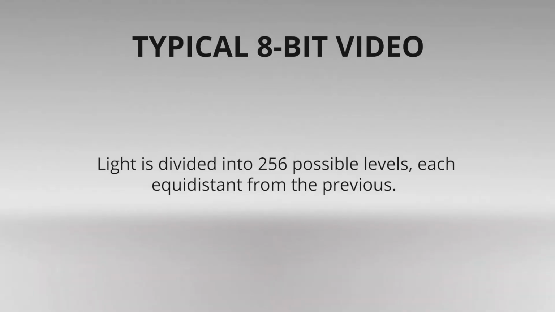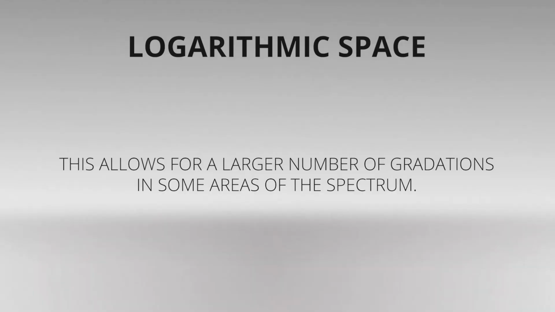In a typical 8-bit video, light is divided into 256 possible levels, each equidistant from the previous. Log, or logarithmic space, is one in which each brightness level is not equidistant to the one before. This allows for a larger number of gradations in some areas of the spectrum. Log captures more of these gradations and lets you assign what they'll be in post. Lots of people have created LUTs, or lookup tables, that reassign these numbers to create a number of pleasing outcomes, so you don't necessarily have to figure them out on your own.